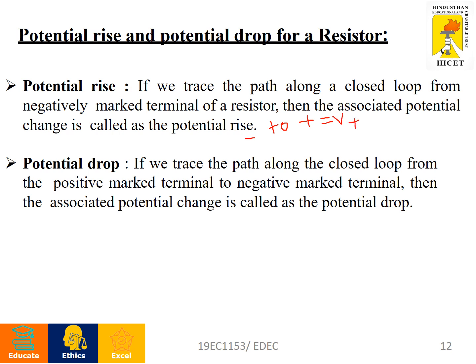The next one is potential drop. If we trace the path along the closed loop from the positive marked terminal to the negative marked terminal, then the associated potential change is called potential drop, or we can say voltage drop.